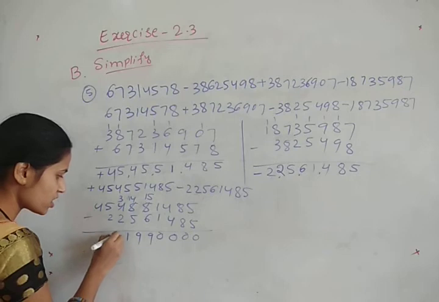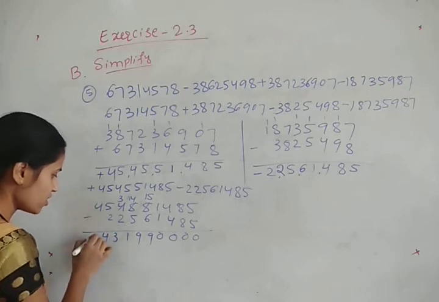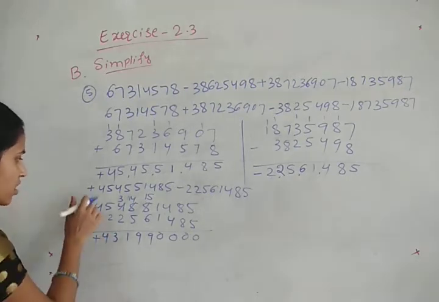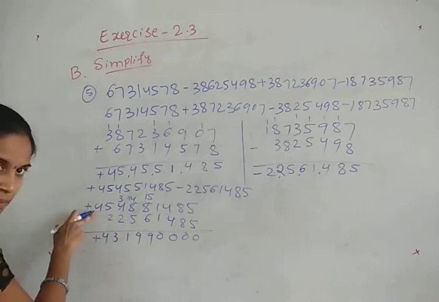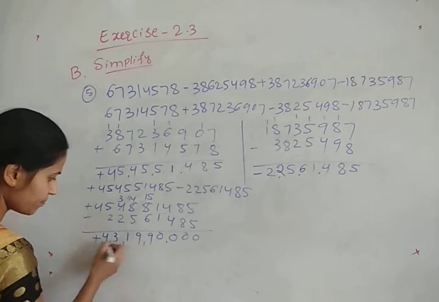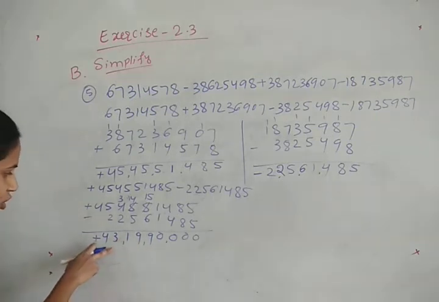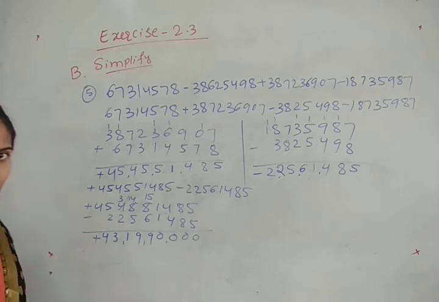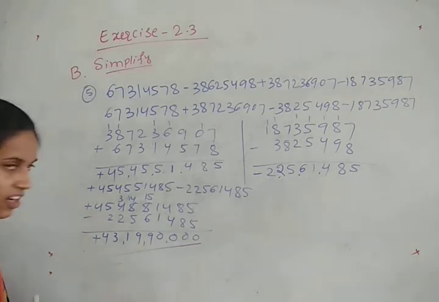5 minus 2 is 3. Write 4 as it is. The symbol will be plus. Okay, because the bigger number is having the plus symbol. So in the answer also I will write the symbol of the big number. Okay, so it is how much? 43 crore 19 lakh 90,000. Okay, so this is your final result.